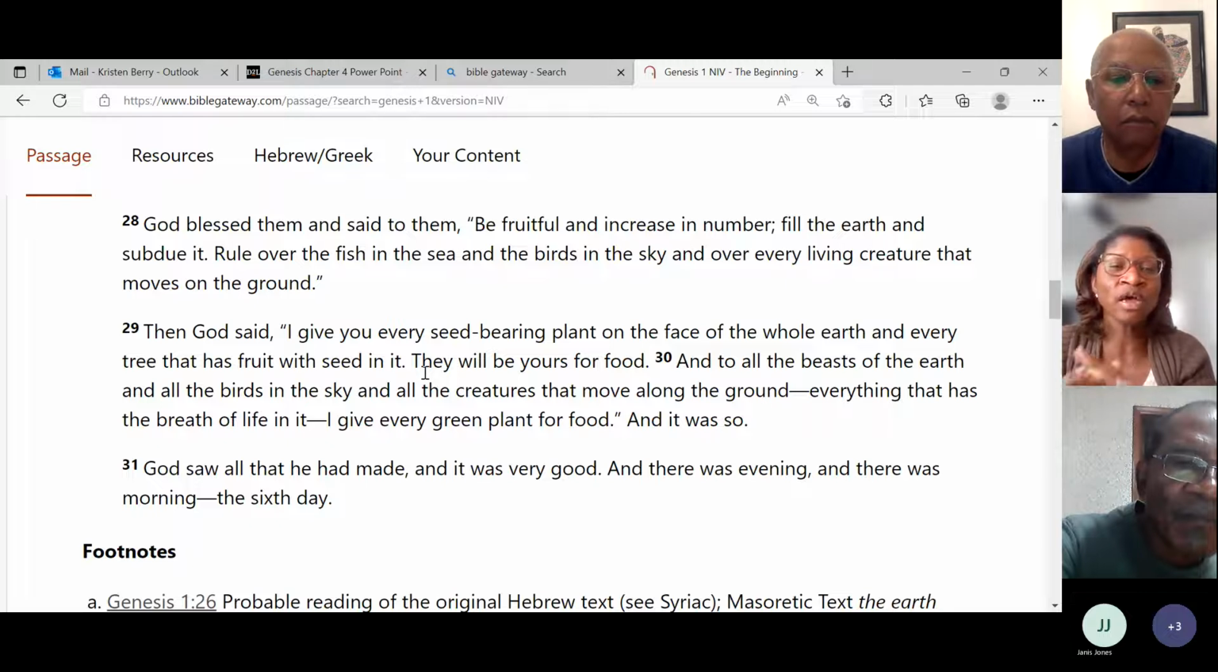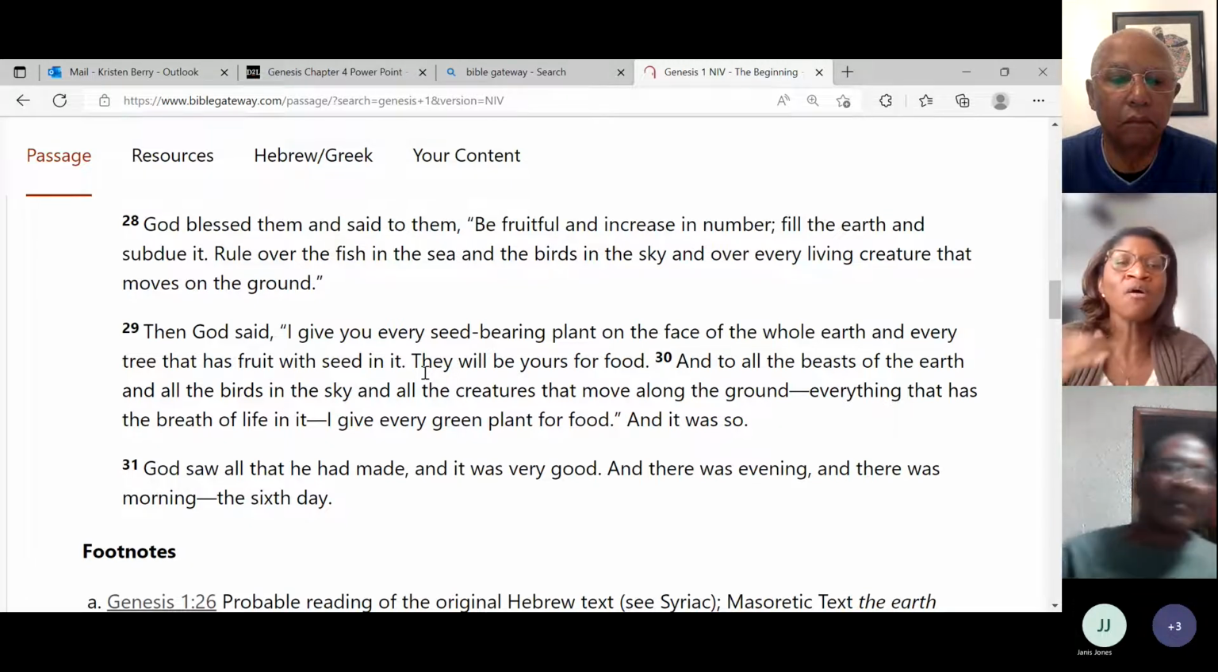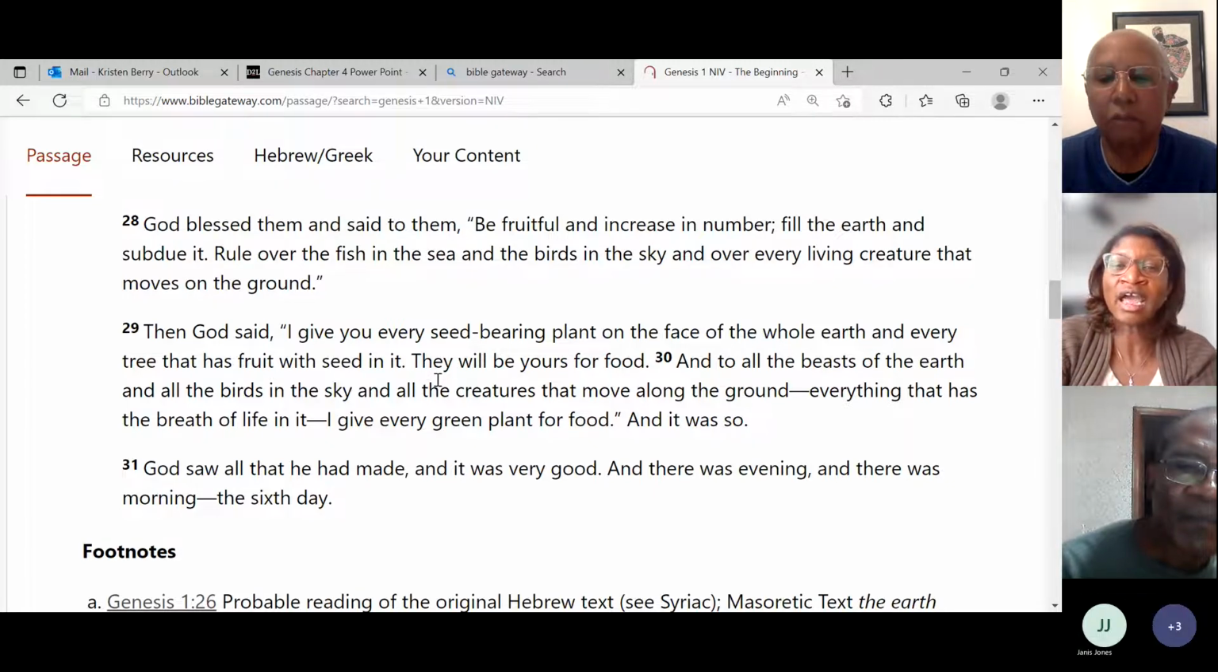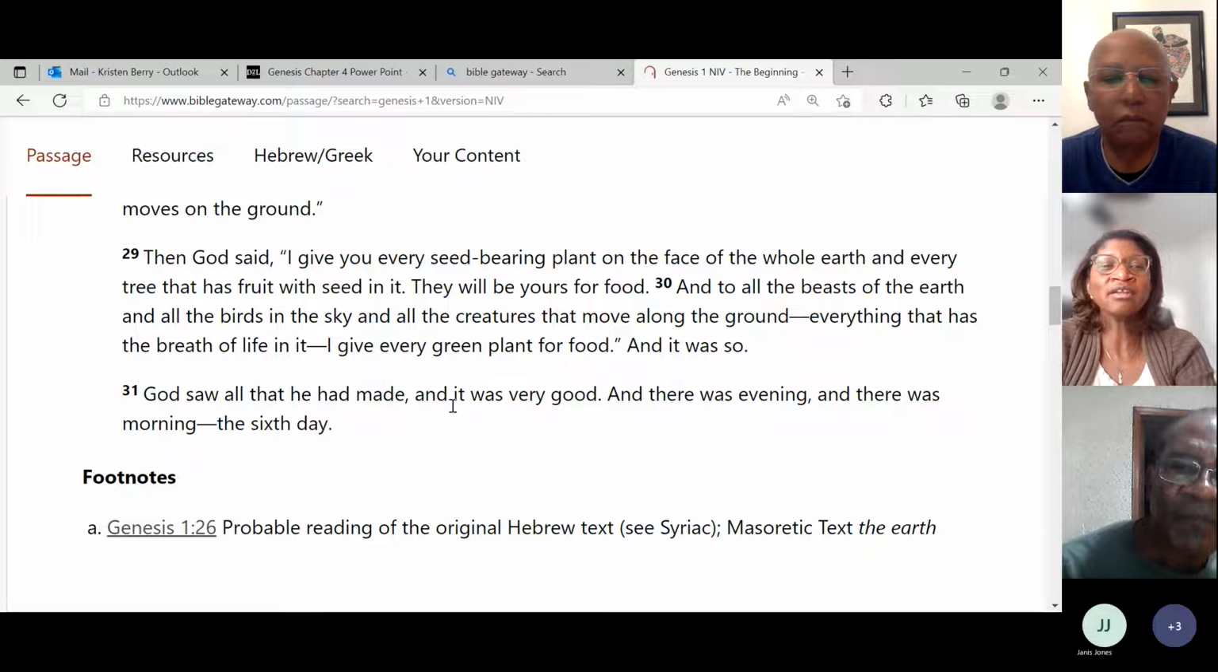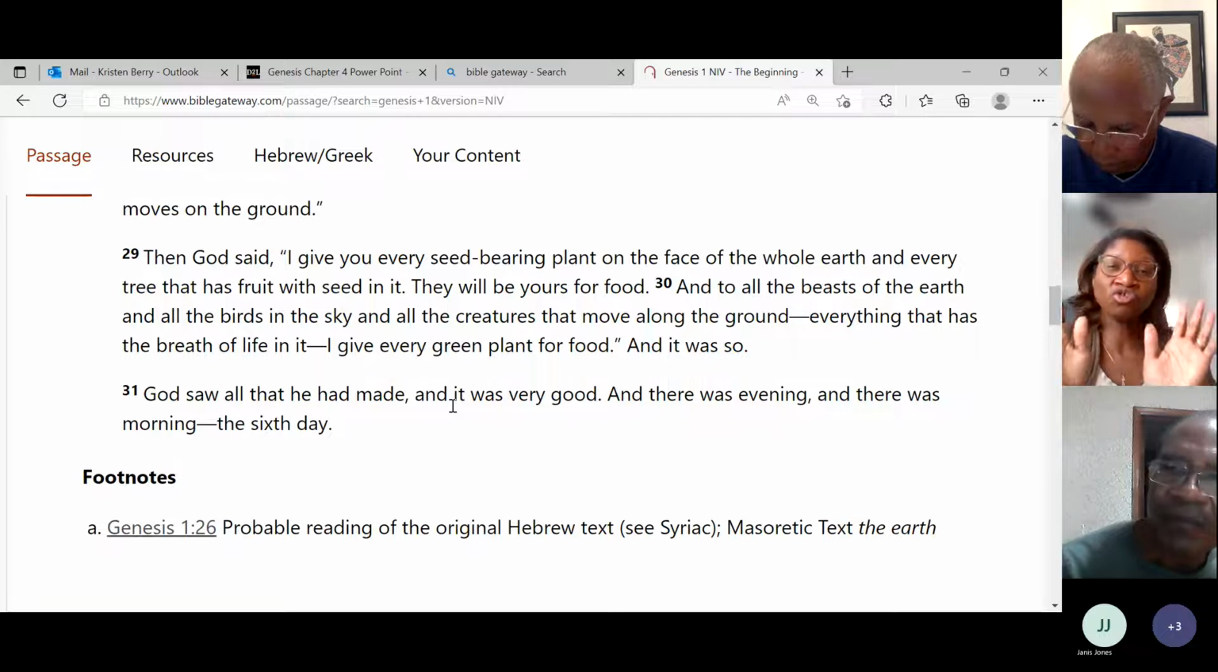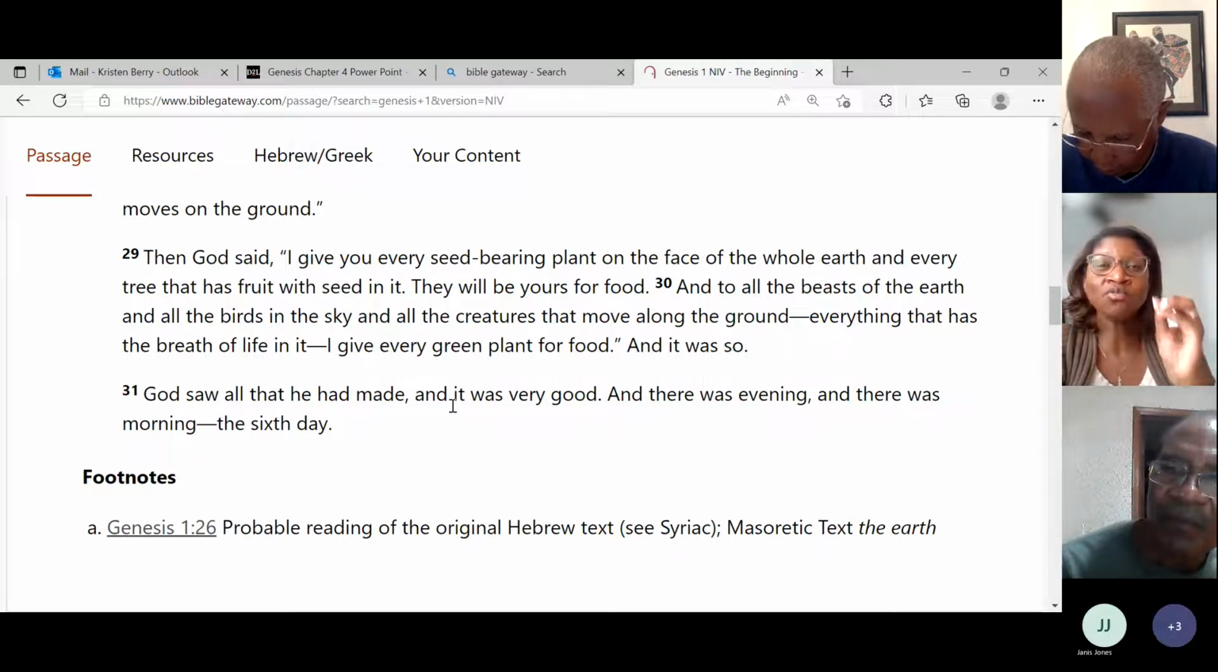Okay, watch this, verse 31. We're at the end of chapter 1. God saw all that he made, and it was very good. And there was evening, and there was morning, the sixth day. All right. I know you said, oh, that was a lot. That was 31 verses. That was chapter 1.